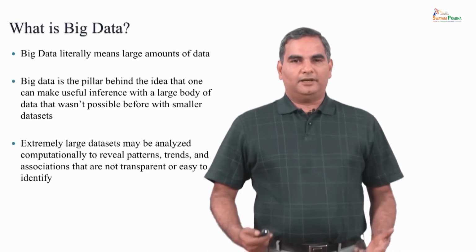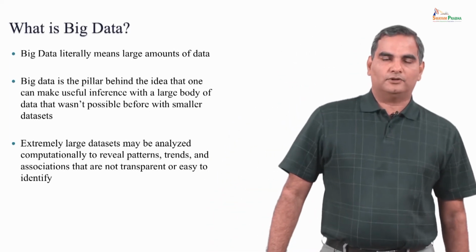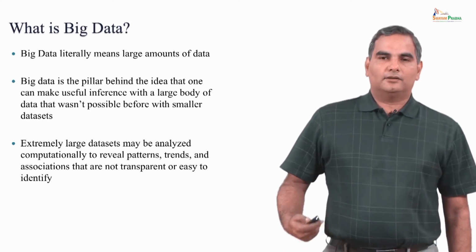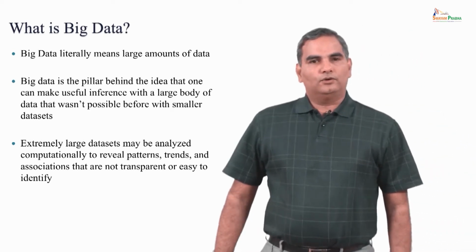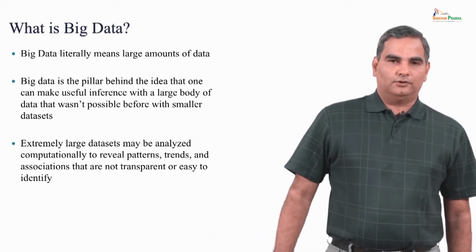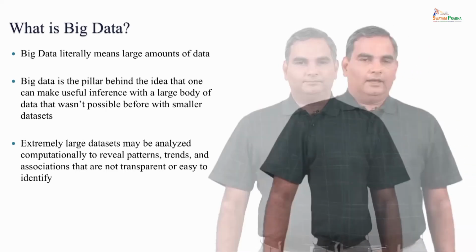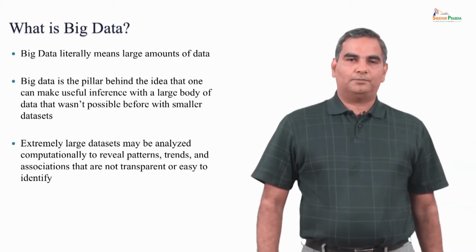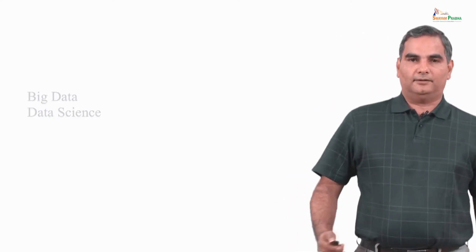We also frequently hear this term big data. What does big data mean? Big data literally means large amounts of data, and when you have lots of data, there is this notion that if you had algorithms which are very powerful and sophisticated, you could use this data with these algorithms to make inferences that were not possible to do before with smaller data sets. So extremely large data sets may be analyzed computationally to reveal patterns, trends, and associations which are not transparent or easy to identify. So there are these two concepts. One is big data, the other one is data science, which talks to algorithms that can be used with big data.